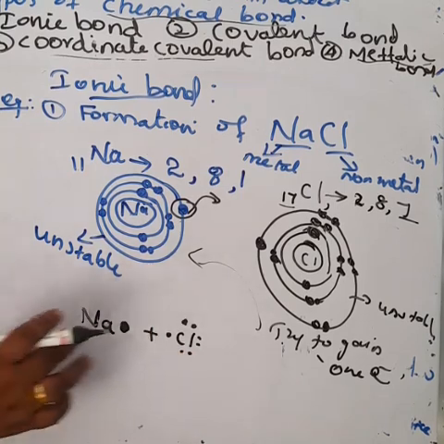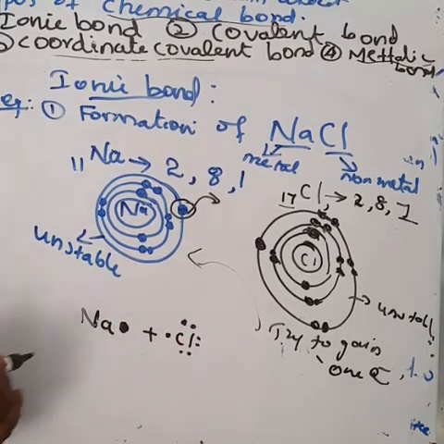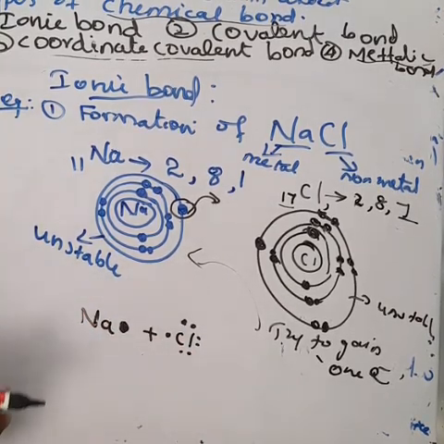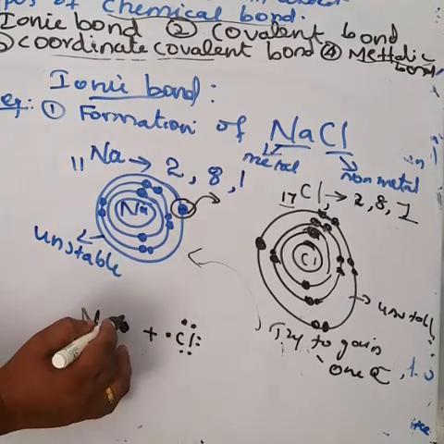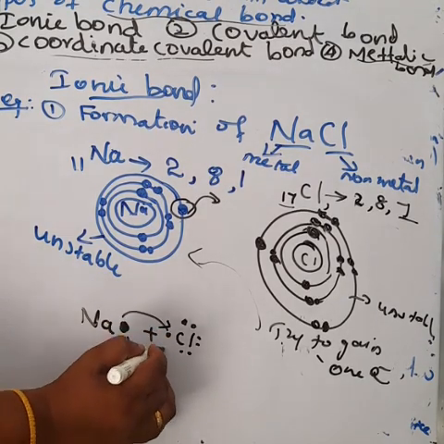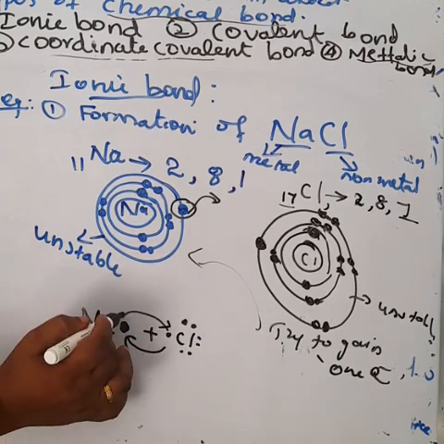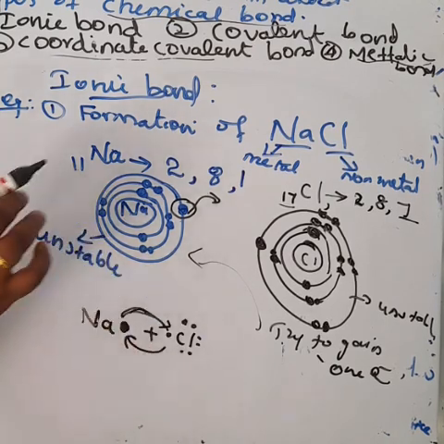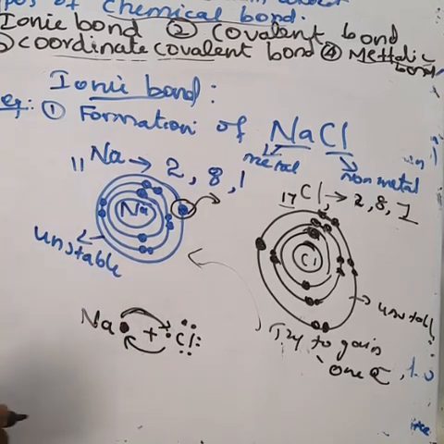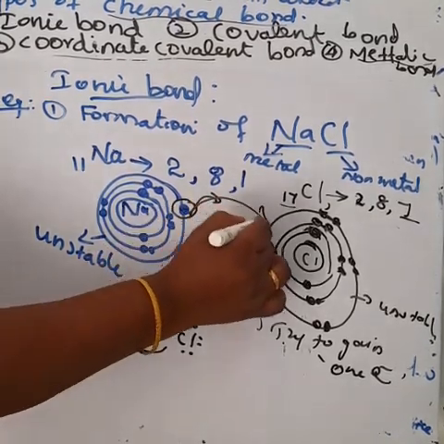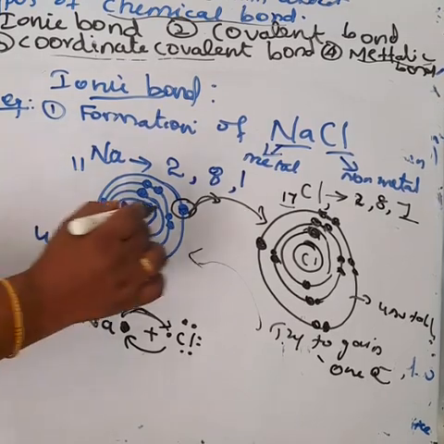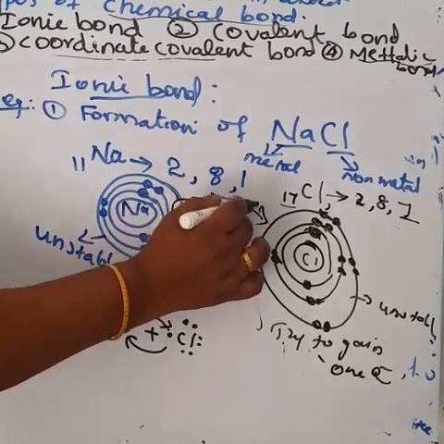Okay, so it is not stable now. So it is always trying to lose this 1 electron. The sodium atom tries to lose it and the chlorine atom tries to get 1 electron. So the sodium atom completely transfers this 1 electron to this chlorine atom.